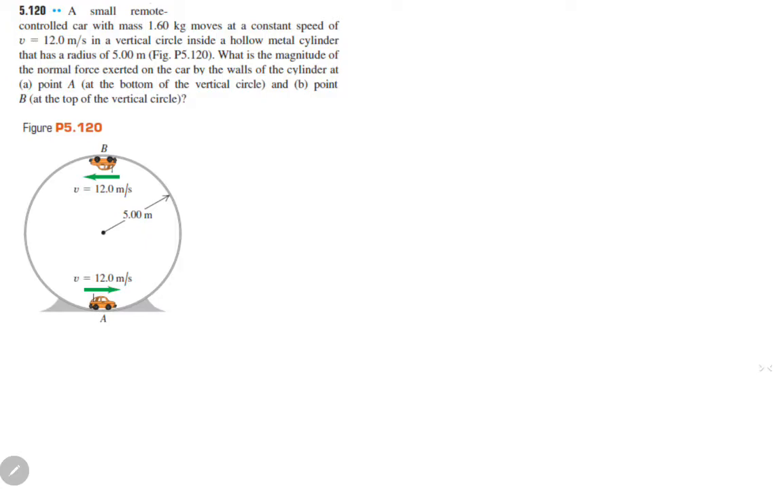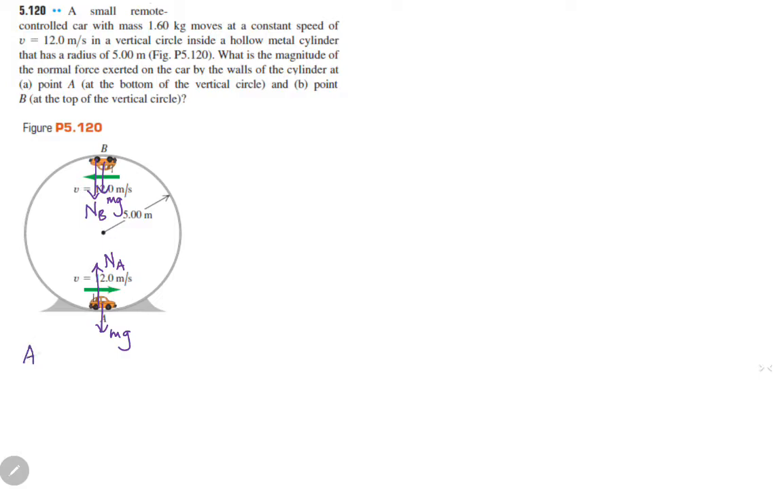So as mentioned, free body diagram and forces. Let's look at the car's position at A. We have the car's weight mg, and it applies a normal force on the track. While at B, we again have the weight of the car, and we have the normal force that's applied by the car onto the track. Let me now write down the centripetal equations in relation to these forces.